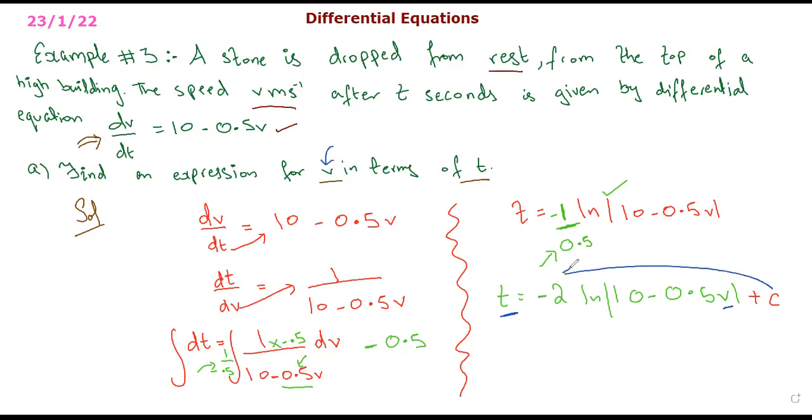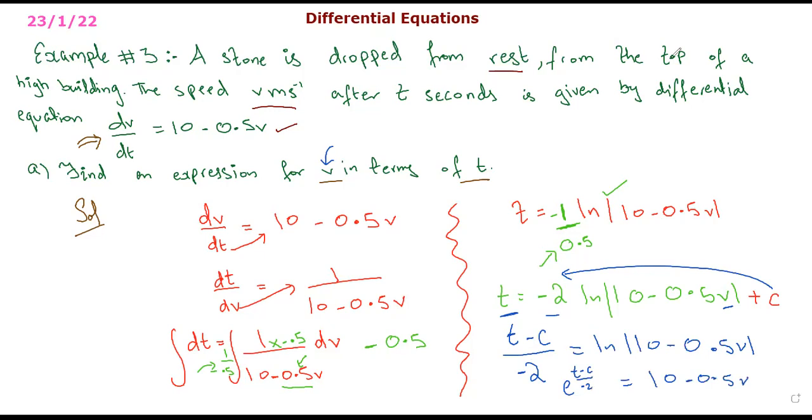to the left hand side and I will get t minus c. I will divide this by minus 2, okay, in one step, just so we don't waste time. And we have ln 10 minus 0.5v. Okay, now how do I get rid of this ln? What should I do? We're taking e on both sides. Very good. So I will get e to the t minus c by minus 2 equals 10 minus 0.5v.